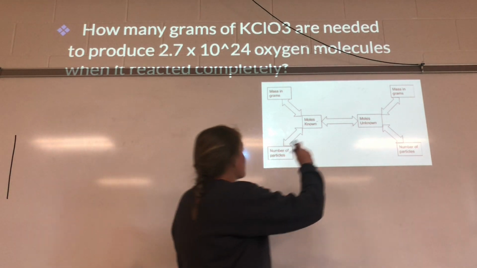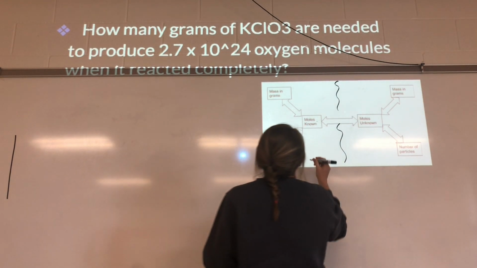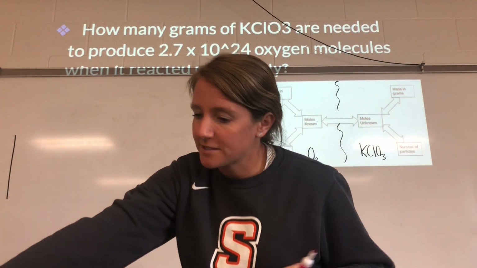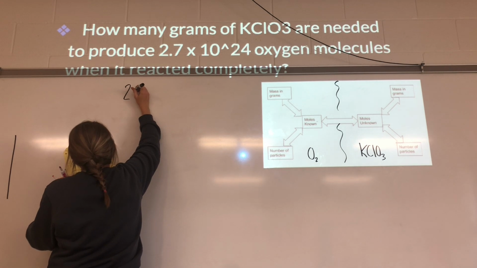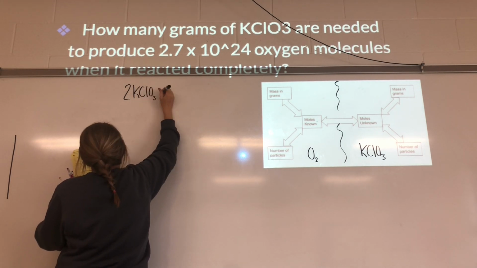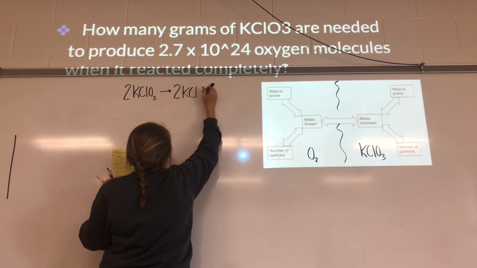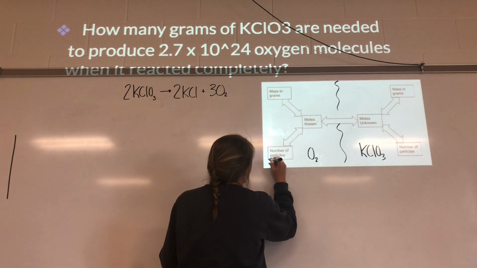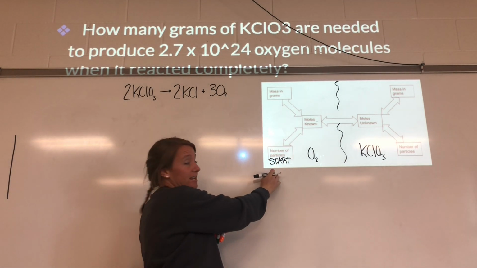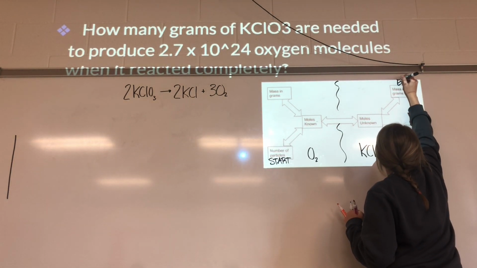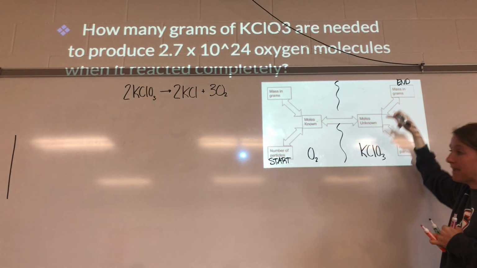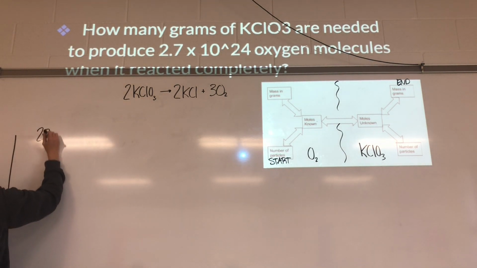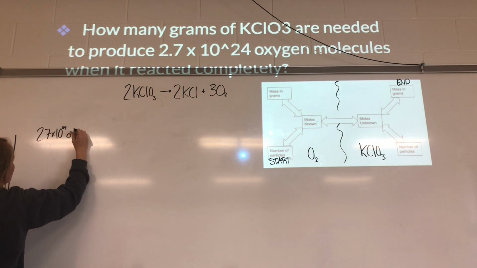Okay? All right, so now this time with our map, we split it again. So the 2 things we're comparing is we're comparing oxygen to KClO3. Let's get our balanced equation up there again. All right, so I'm starting with molecules, which falls into the particles box of oxygen, and I'm trying to get to grams of my KClO3. Okay, so my 1, 2, 3 steps. Okay, all right, so take what you know and write that first. So we're gonna write 2.7 times 10 to the 24 molecules of O2.